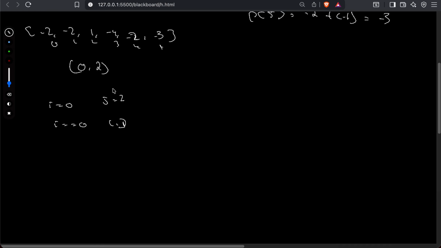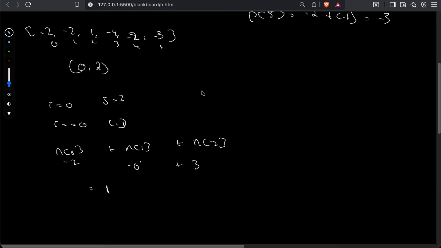Now see, index 0 to 3. So nums of 0 is -2, plus nums of 1 which is 0, plus nums of 2 which is 3. So the answer is -1.